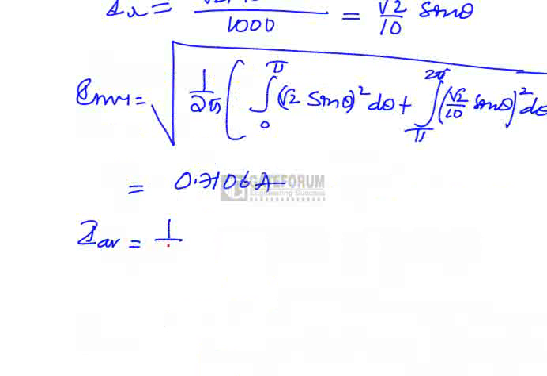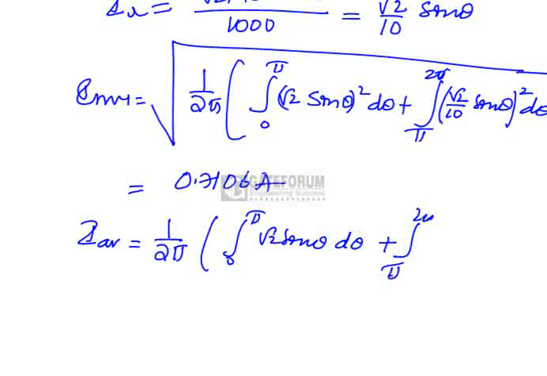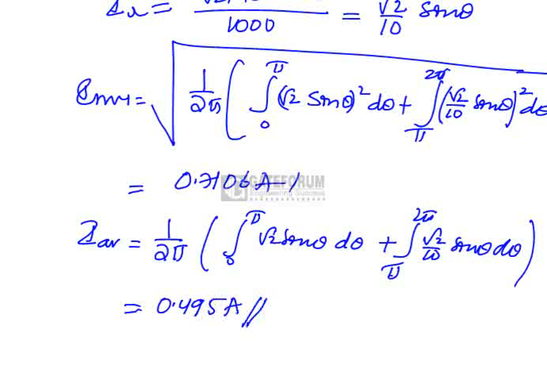Now what is the average value? The average value of current is 1 by 2 pi times the integral from 0 to pi of the forward current, root 2 sin theta d theta, plus from pi to 2 pi, root 2 by 10 sin theta d theta. From this we can find this current as 0.495 amperes.